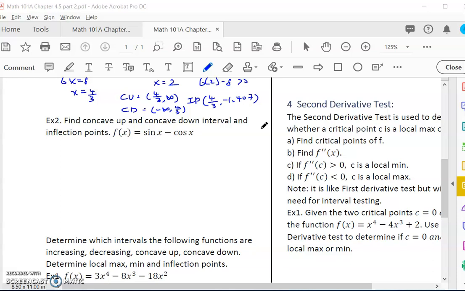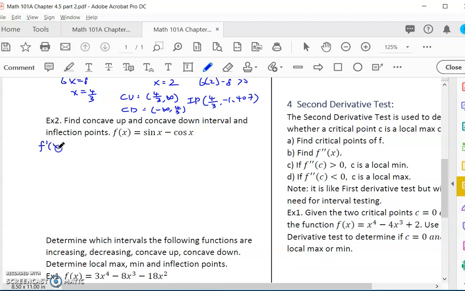So this is the second example. The function is sin x minus cosine x. It's a trig function, so we want to find out when it's concave up, when it's concave down, and when it has the inflection point. Using concavity tests, we would work on the second derivative.